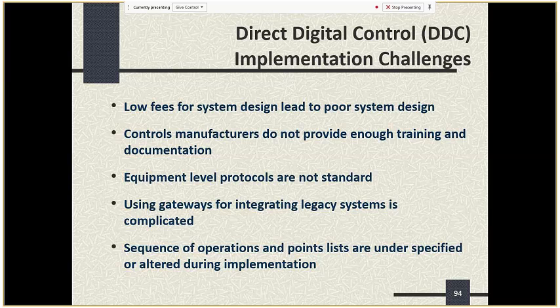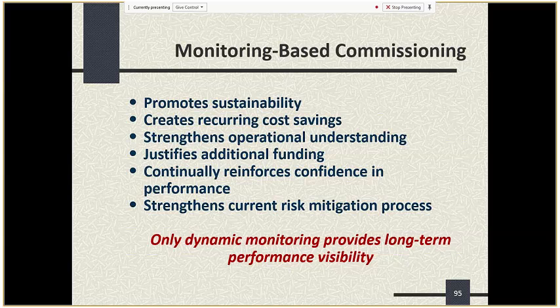Go to slide 95. So why do monitoring-based commissioning? Well, it promotes sustainability of performance. It can create recurring cost savings, and it strengthens your operational understanding of how the building functions. And it can even justify additional funding if you find out, wow, if we could tune this a little bit better, make a slight investment in improved controller equipment, we could actually create some additional savings. And it mitigates the risk of performance by watching how things go over time.